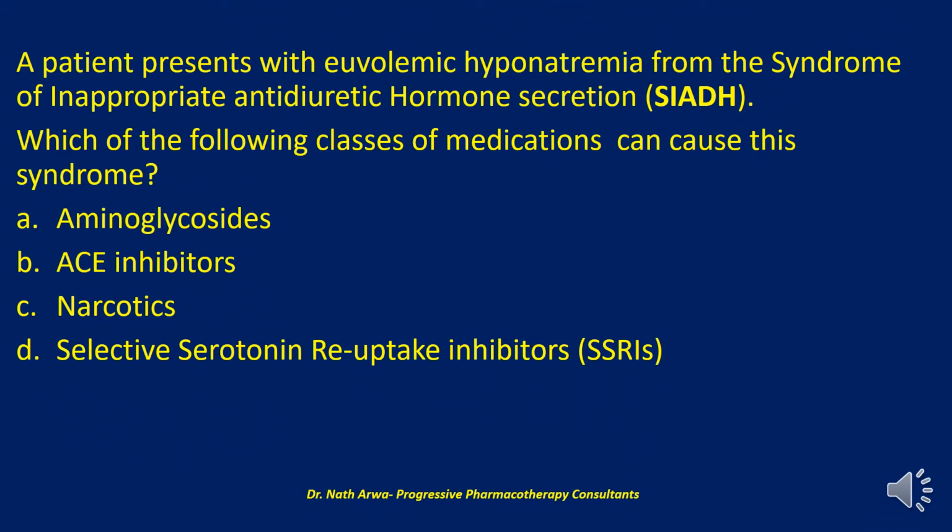Question number 1 reads: a patient presents with euvolemic hyponatremia from the Syndrome of Inappropriate Antidiuretic Hormone Secretion, abbreviated as SIADH. Which of the following classes of medications can cause this syndrome, SIADH? Is it the aminoglycosides? Is it the ACE inhibitors? Is it all narcotics? Or is it the SSRIs? I'll give you 10 seconds to choose the correct options from the list.